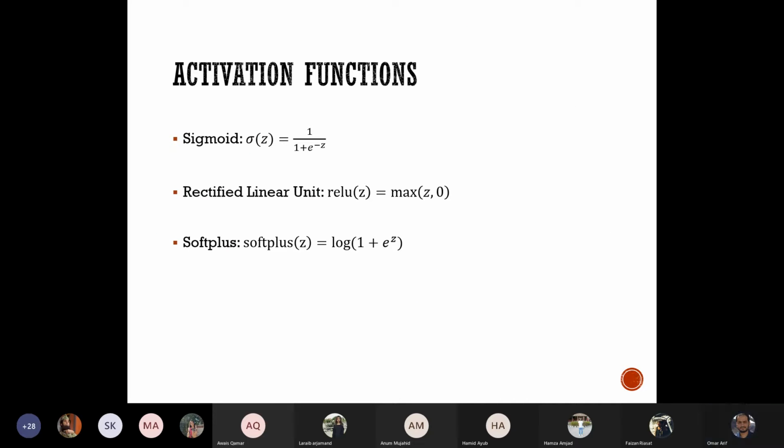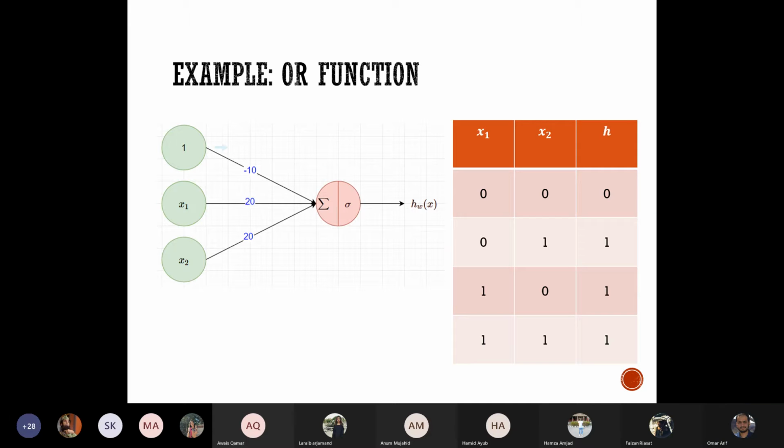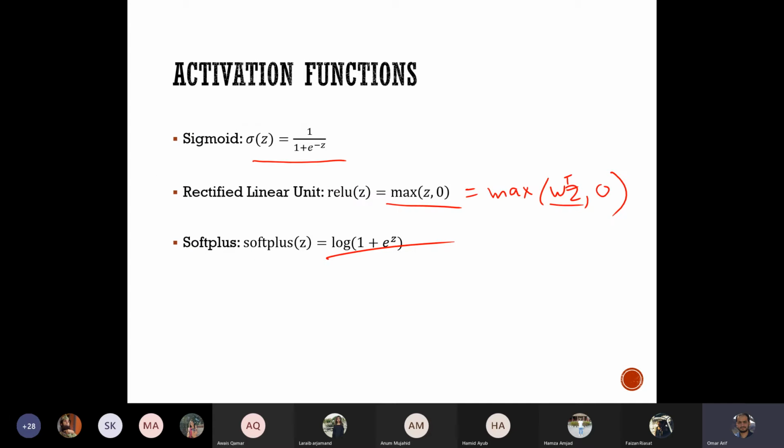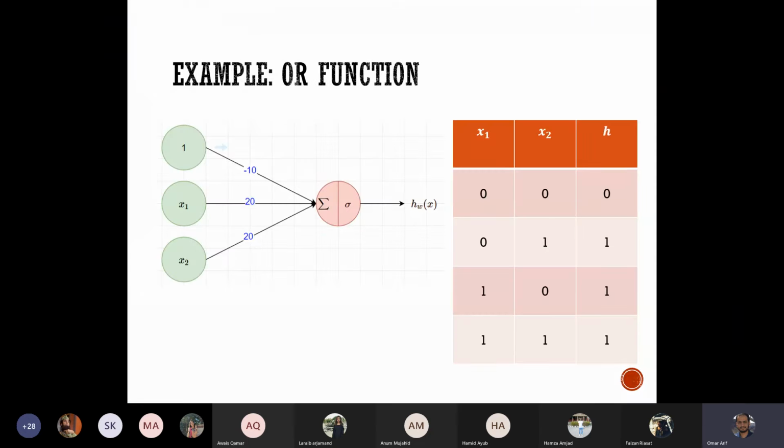Okay, so then some equations. Sigmoid you have already looked at. Rectified linear unit is max of z and 0, which basically means max of z is always this thing. So whatever, either you get 0 or you get w transpose x, depending on if w transpose x is greater than 0. Then you have the equation for softplus also here. Okay, any question? Let's move forward.